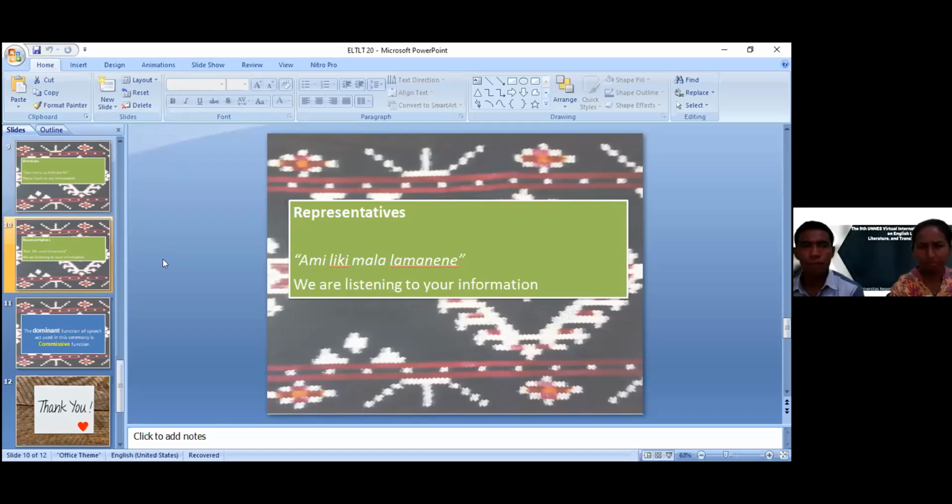And next, the next function of speech act used in Natane Dale ceremony is the representative function.